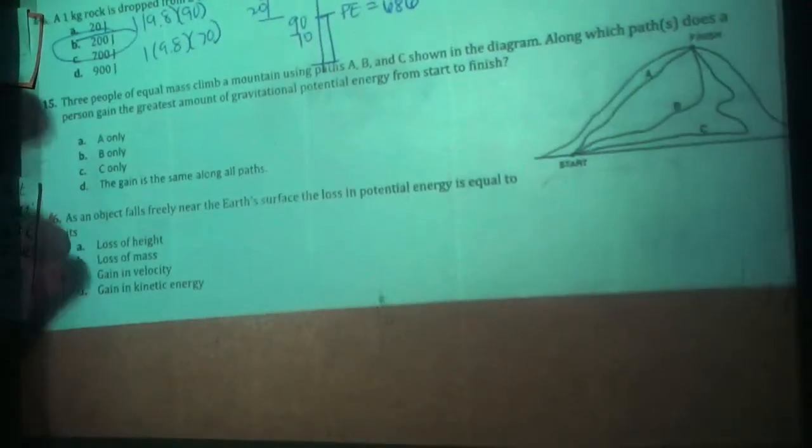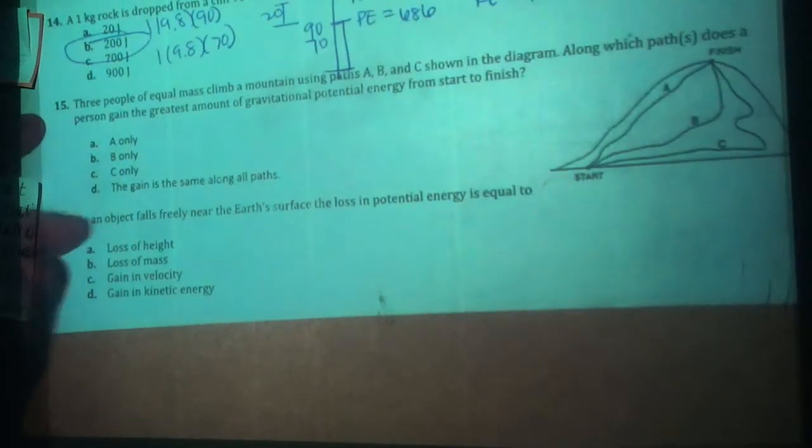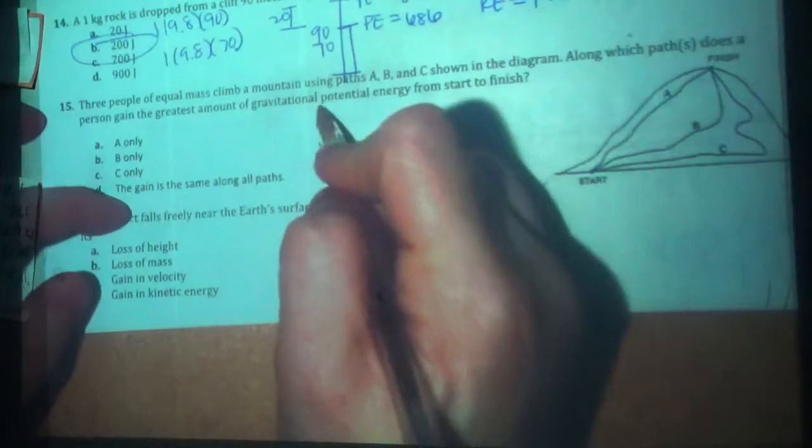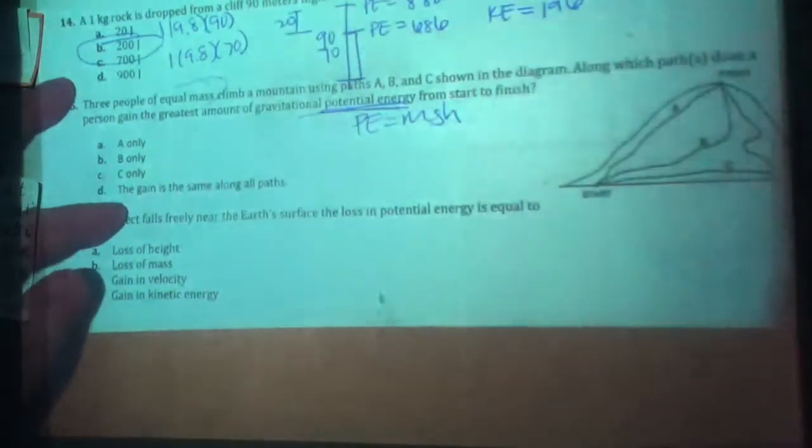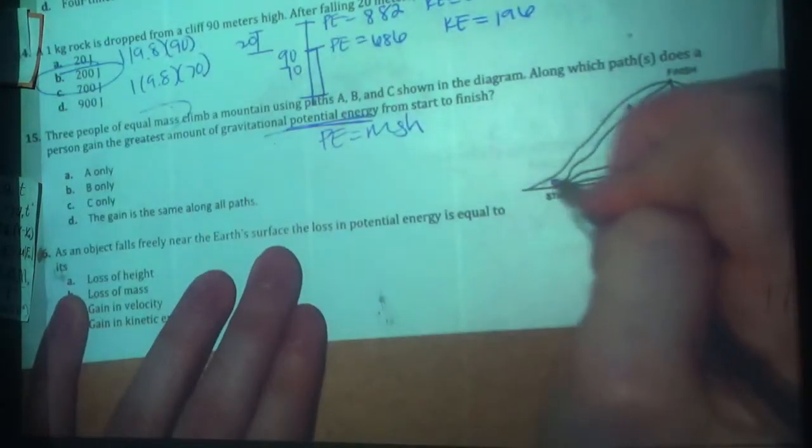Three people of equal mass are climbing a mountain on different paths. Which one has the greatest amount of gravitational potential energy? So potential energy is mgh. They all have the same mass. They all have the same g because they're at the same place. So now it's just the height. They all start on the ground and end at the same height, so their potential energy is going to be the same for all of them.